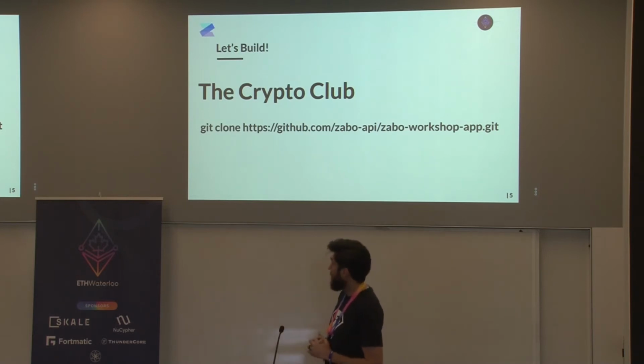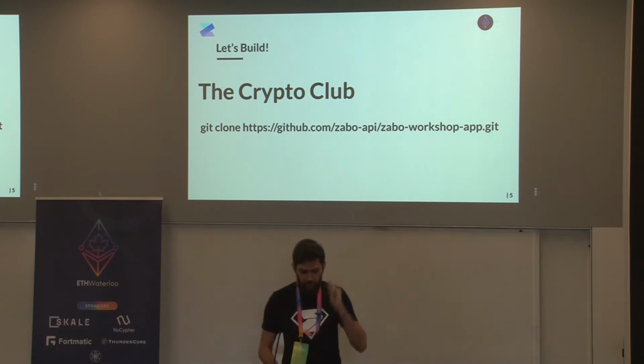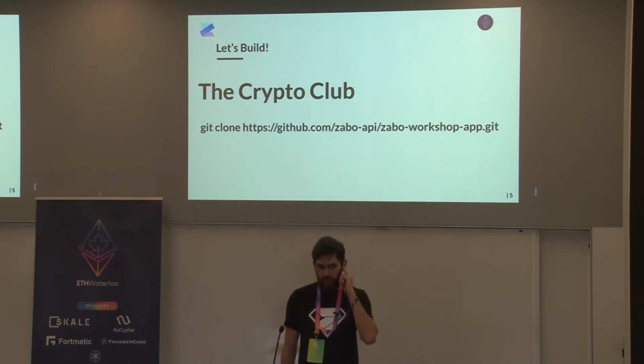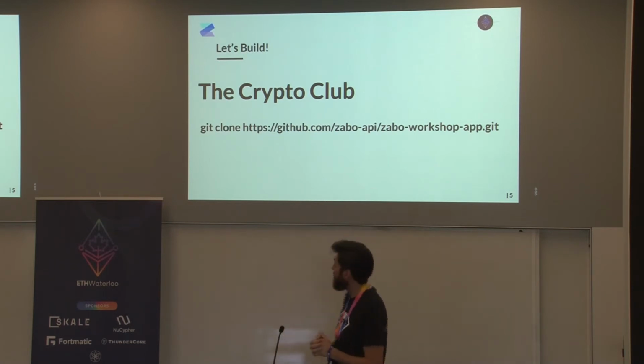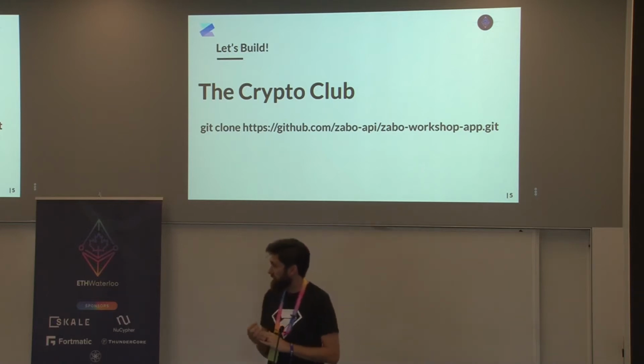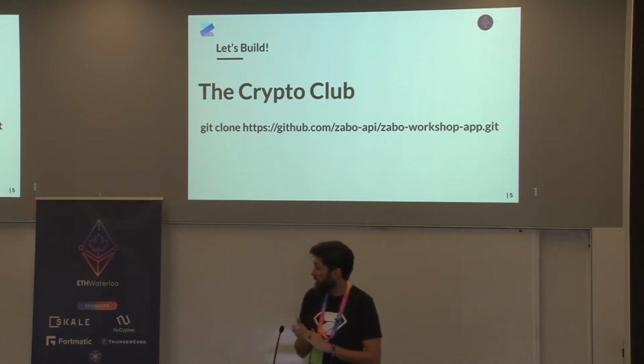So what I want to do is I actually want to build an application with you guys. It's called the Crypto Club, and kind of show you the power of what we've done with Zabo. The workshop app is available at this repository if you guys are interested in coding with me. The GitHub is Zabo API, and then there's the Zabo workshop app.